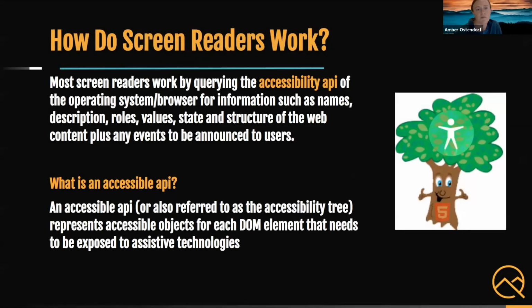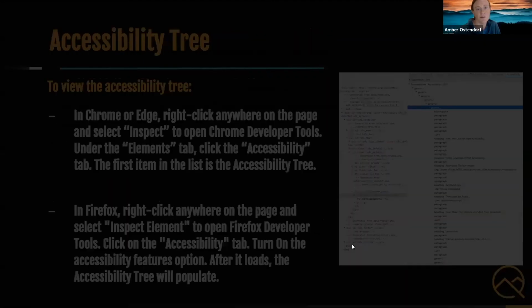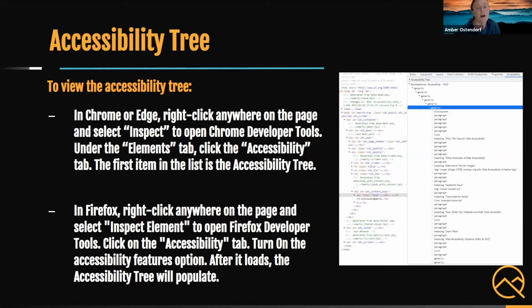How do they work? Screen readers work by querying the accessibility API, which is basically a subset of the DOM for the operating system or browser. It will contain information such as names, description, roles, values, state, and structure of the web content and any events that need to be announced to the user. You can actually view the tree in the browser by going into the dev tools. In Chrome, it's a right click, inspect, and then going to the elements tab, and you'll see the accessibility tab. On Firefox, same kind of thing: right click, inspect element, click on the accessibility tab, and then turn on the accessibility features option, and the tree will populate.